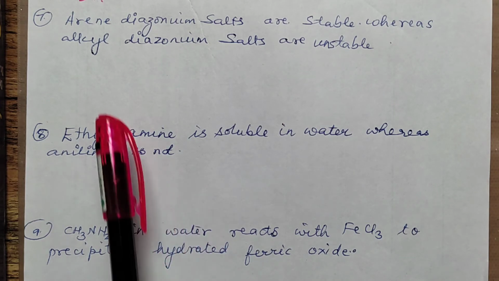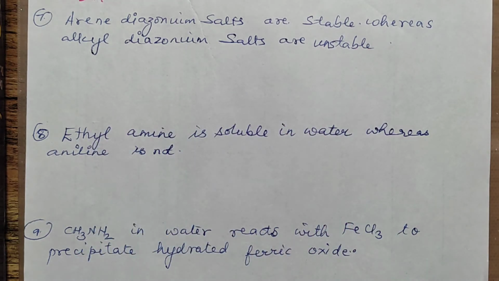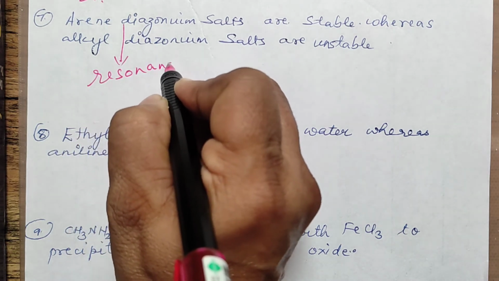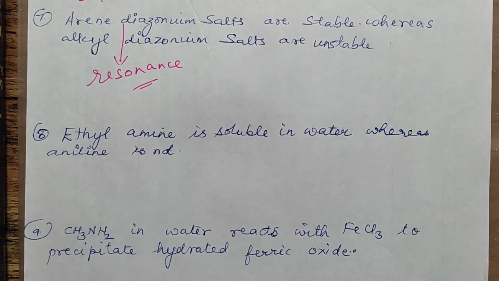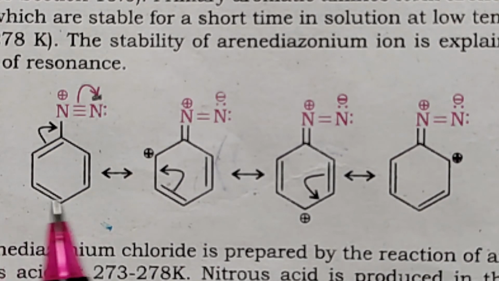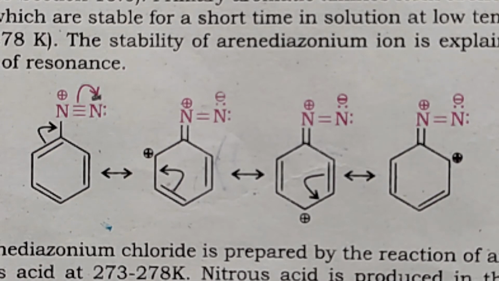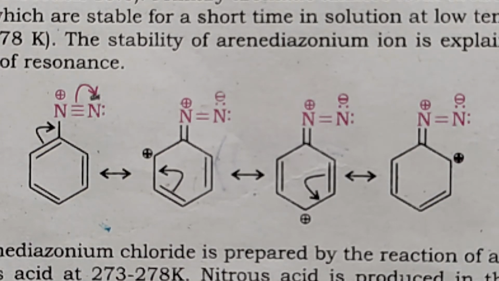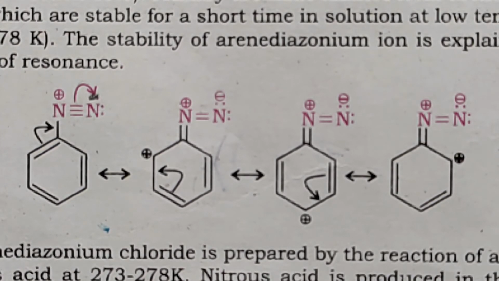The next question says arene diazonium salts are stable, whereas alkyl diazonium salts are not stable. The reason for that is that this has resonance in it. It is stabilized by resonance. So due to the resonance present in it, it is quite stable, whereas alkyl diazonium salts are not stable because there is no resonance in them. In this, you can draw the resonating structures of the diazonium also. Okay, so these are the diazonium resonating structures which you can draw. Fine, please take a screenshot and draw the resonating structures.